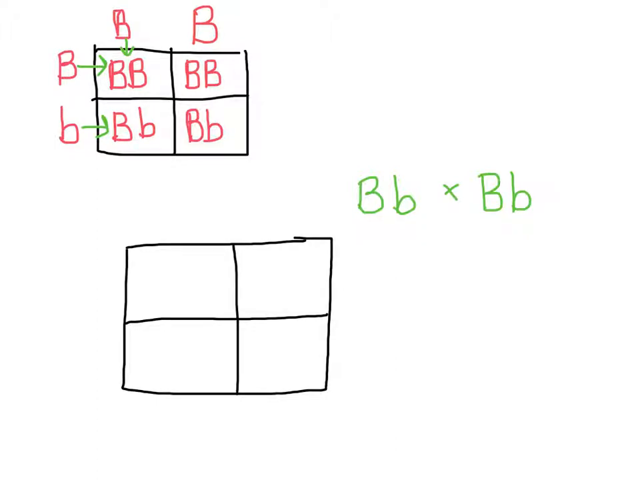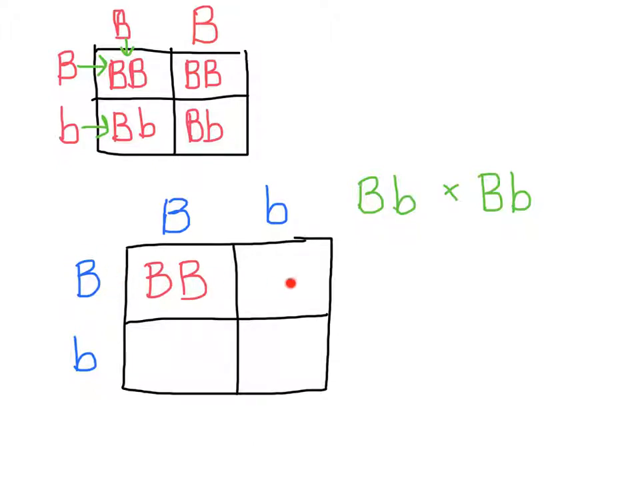So again, remember, it does not matter if you put mom on the top of the Punnett square or on the side. So go ahead and do that. And in this case, they're both the same, so it really doesn't matter. Okay, and then you're going to go ahead and combine. So again, remember, you're taking one from the left of the square, one from the top of the square, combining them. So in this case, we have two capital B's.